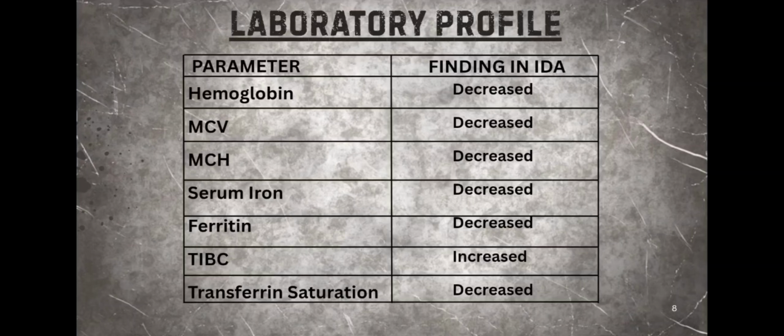If there is no iron availability in the diet, the liver will increase transferrin production. So the body tries to compensate for the loss and low iron availability. Hence, TIBC is increased.